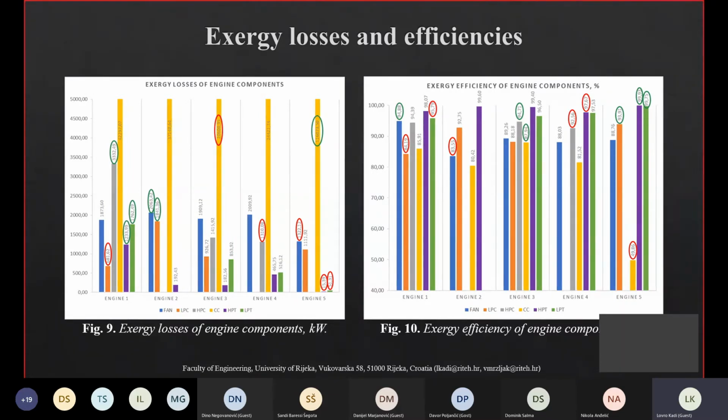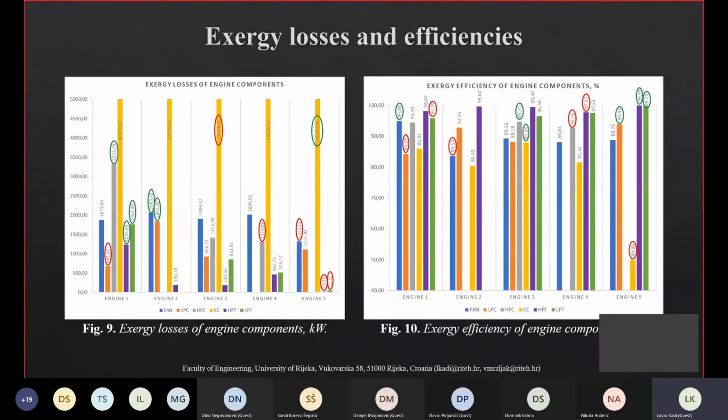Combustion chamber with the biggest exergy loss was in engine 5, while the one with the smallest exergy loss was found in engine 3. High pressure turbine, which had the biggest exergy loss, was in engine 1, while the one with the smallest exergy loss was in engine 5. As for the low pressure turbine, the one with the biggest exergy loss could be found in engine 1, while the one with the smallest exergy loss was in engine 5.